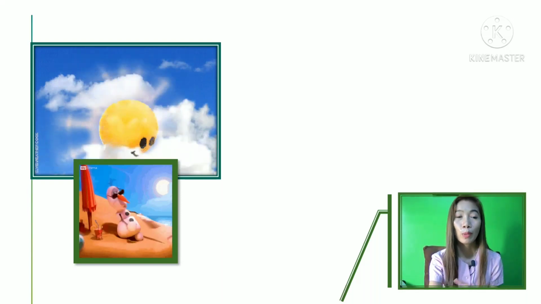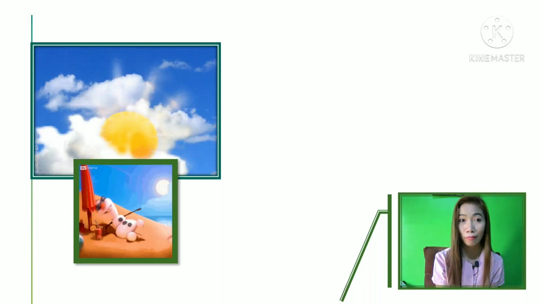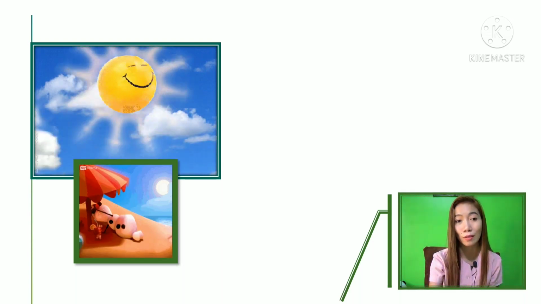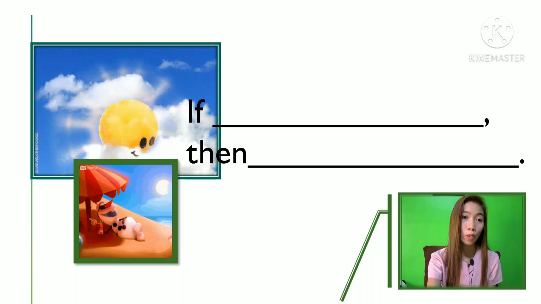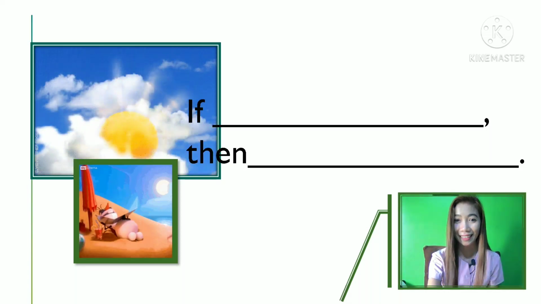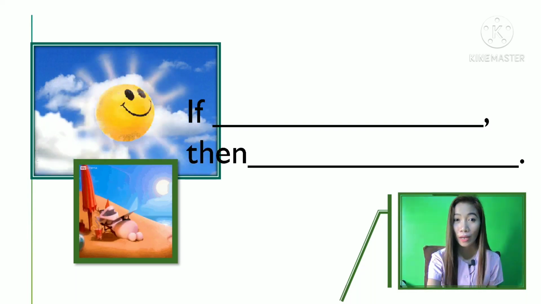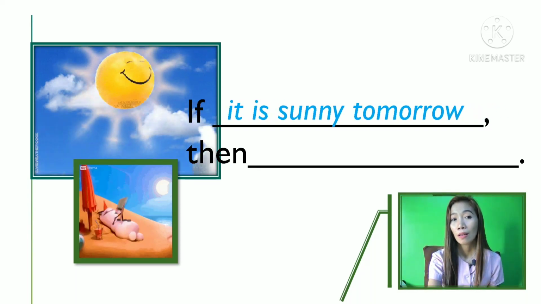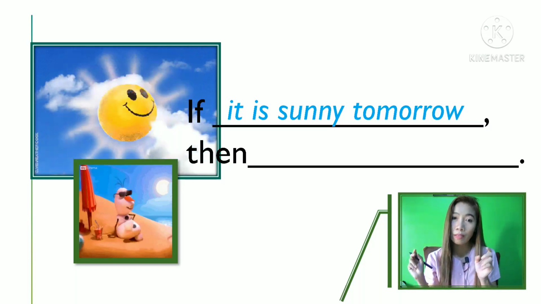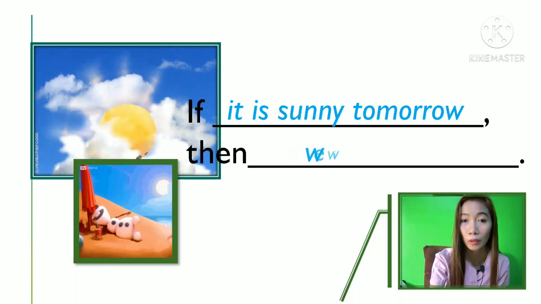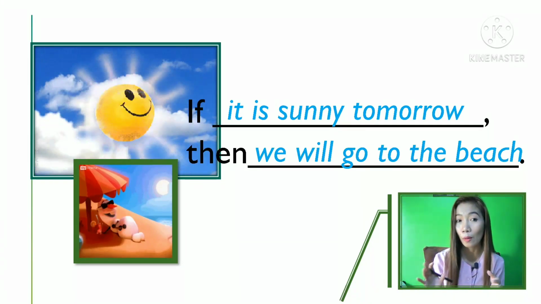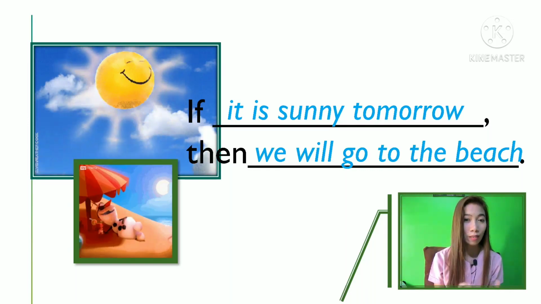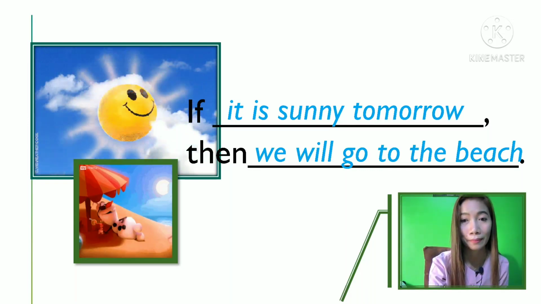Now I will show you the possible answer that you might have, maybe a little different, but it's fine. So this is just one of the possible answers for these two pictures. So like I said, the first picture, which is the jumping sun, that will be your hypothesis. So my hypothesis is, if it is sunny tomorrow, and my conclusion will be then, we will go to the beach. So this is now my if-then statement. Maybe you will have the same answer or a bit different from this.